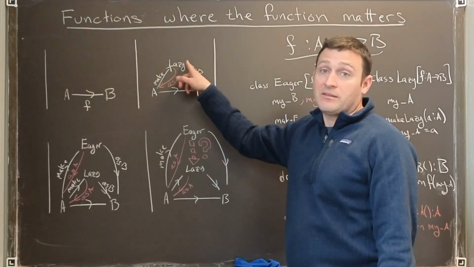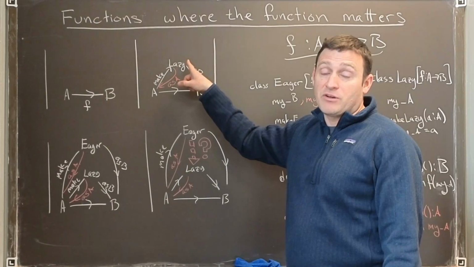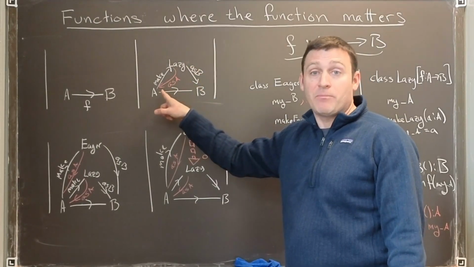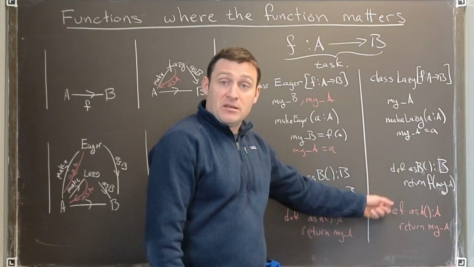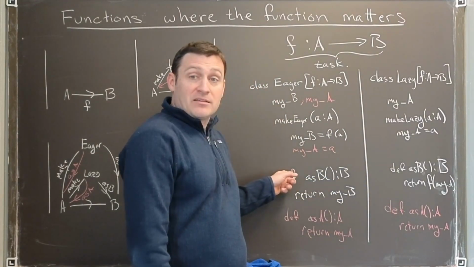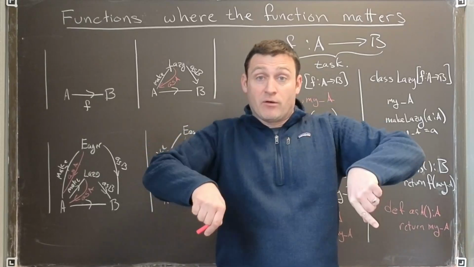I've now added the tail back. Our as a function has to come out of our data type back to a, just like we have over here. Def as b and def as a, two arrows coming out.